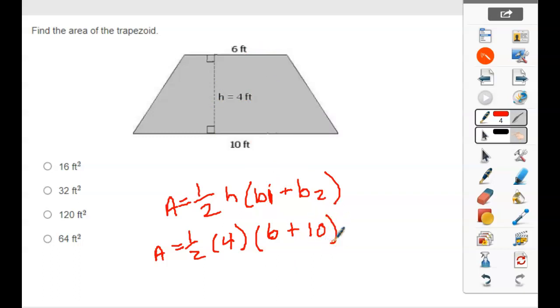And you can enter it into Desmos just the way that you see it there. 1/2 times 4 times 6 plus 10. Make sure you include the parentheses for the 6 plus 10. Otherwise, you may end up with mistakes. So I get a total area of 32. So that'll be 32 feet squared, my second option here.